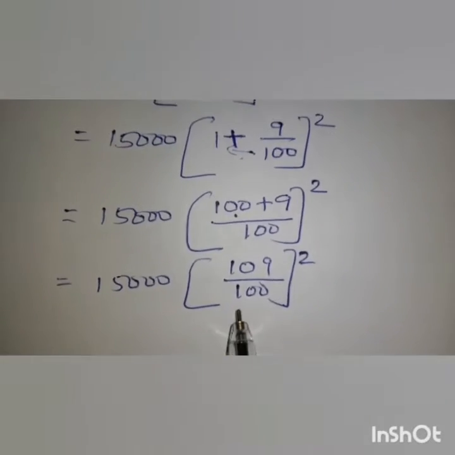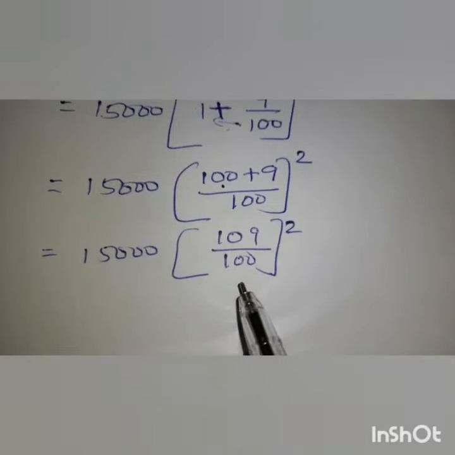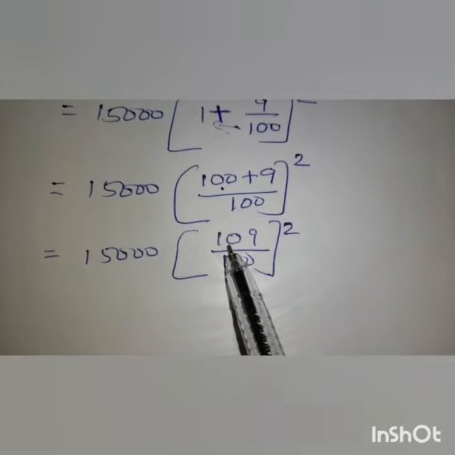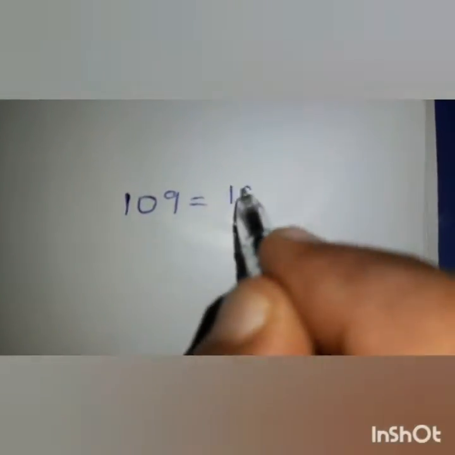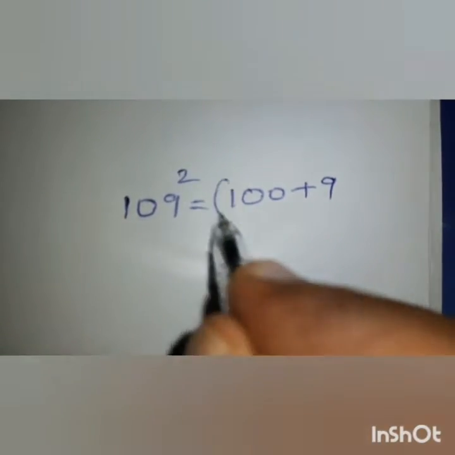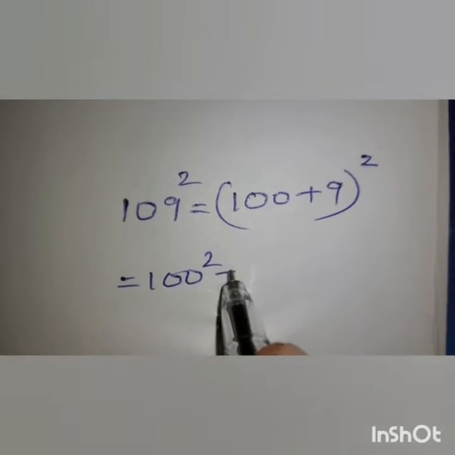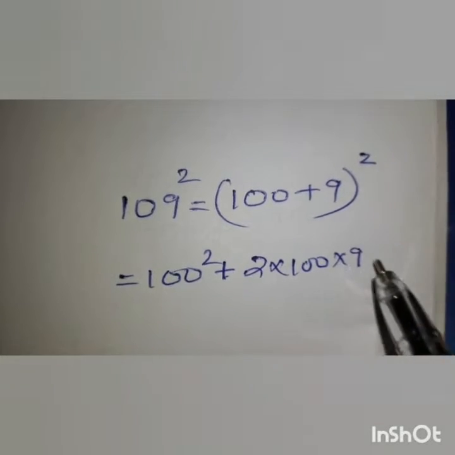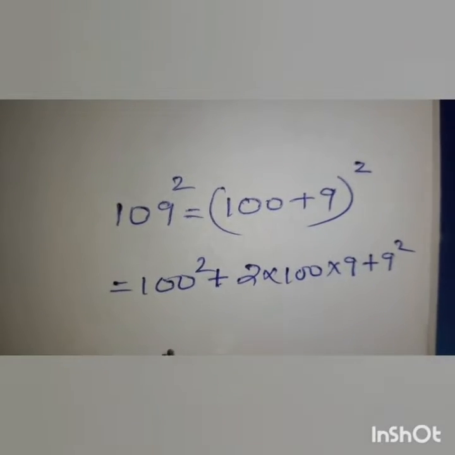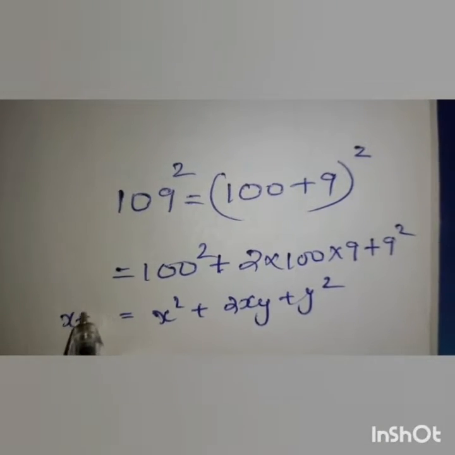So how will you find out this term, 109 by 100 raised to 2? The 100 square you can write easily. But what about 109 square? We studied that identity before. 109 is equal to 100 plus 9, so 109 square you can write as 100 plus 9 whole square. So this is 100 square plus 2 into 100 into 9 plus 9 square. x square plus 2xy plus y square, x plus y whole square.